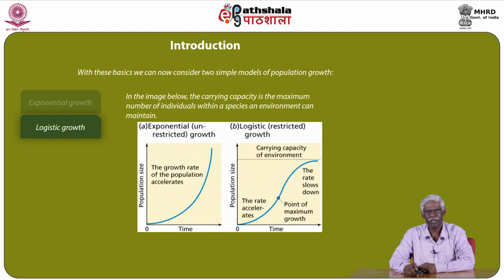Under A, exponential, that is unrestricted growth, the population size is depicted on the y-axis and the time on the x-axis, which clearly gives the exponential growth, where the growth rate of the population accelerates. In the case of the other model, that is logistic or restricted growth, the rate accelerates to a certain point, that is the point of maximum growth, and then the rate slows down. That is, it takes the carrying capacity of the environment, below which the growth occurs.